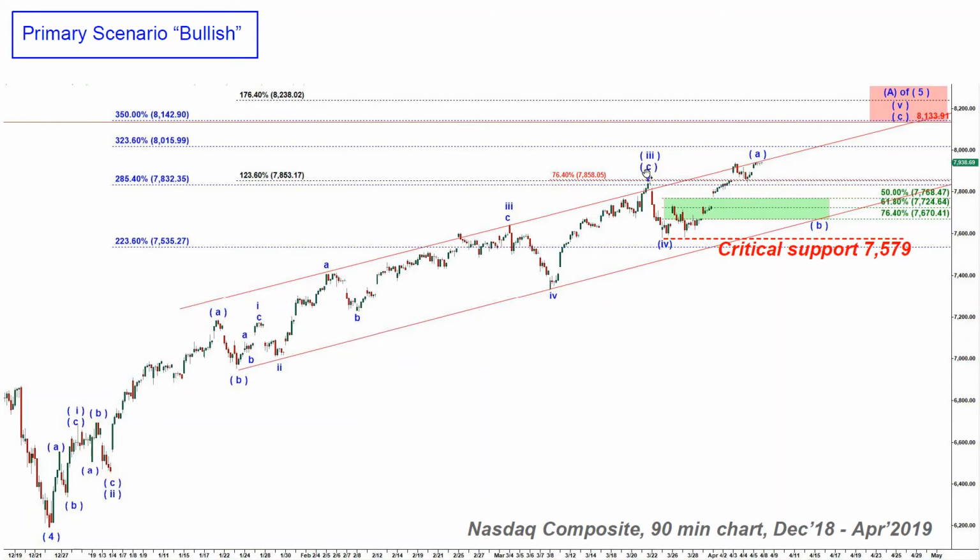But another argument could be that was A of 3, B of 3, and now we are topping in C of 3. So again, where could be a more bullish count than this one? It can stretch up to 8,000 up to here, but still we should expect a corrective decline either to this area or even to that area, to the low made on March 8th, 2019.